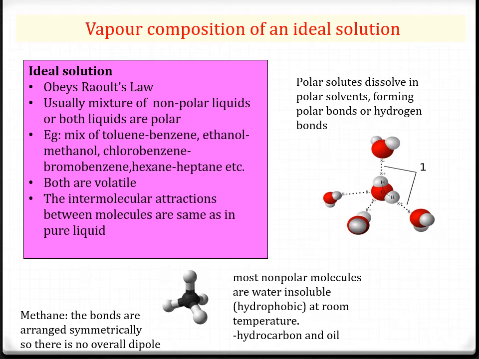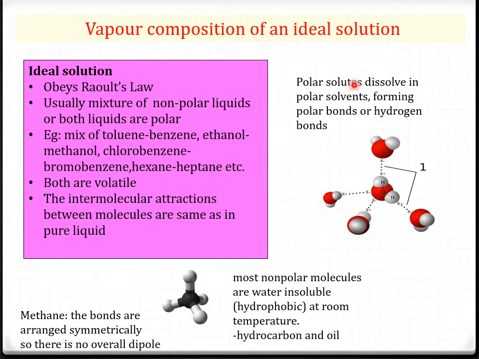As we know, solutions can be divided into ideal solutions and non-ideal solutions. An ideal solution obeys Raoult's law. For example, a mixture of non-polar liquids, such as toluene and benzene, and it can also be both polar liquids, for example, ethanol and methanol. Both liquids are volatile and the intermolecular attraction between molecules is the same as in pure liquids.